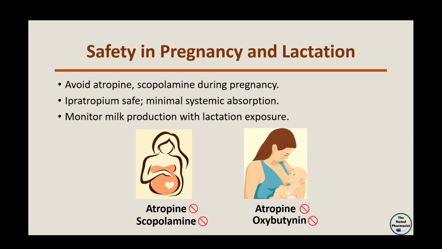Use in pregnancy and lactation. Anticholinergics like scopolamine and atropine are not recommended during pregnancy due to potential fetal risks, including impaired development. Conversely, drugs like ipratropium are considered safer options during pregnancy, supported by minimal systemic absorption. During lactation, medications such as atropine can reduce milk production and may pass into breast milk, while drugs like darifenacin are less likely to pose significant risks when used judiciously.